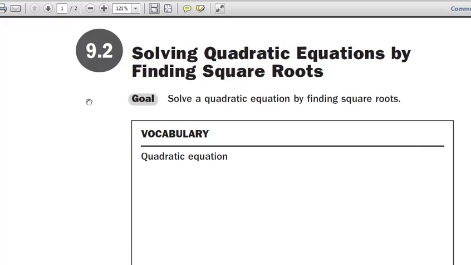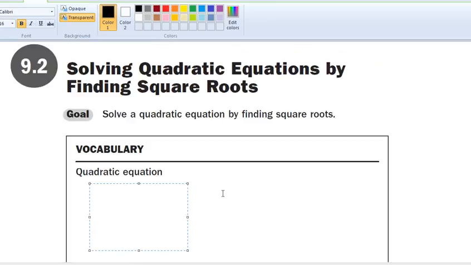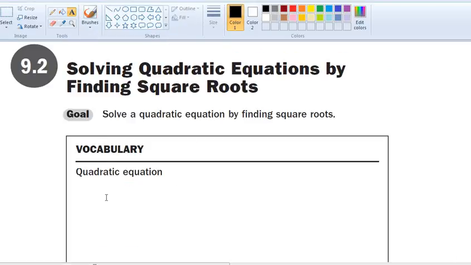Okay, we'll start talking about quadratic equations by dealing with square roots here in 9.2. So our goal here is to solve a quadratic equation by finding its square roots. And here we go. Let's define a quadratic equation. So it looks a little bit like this.